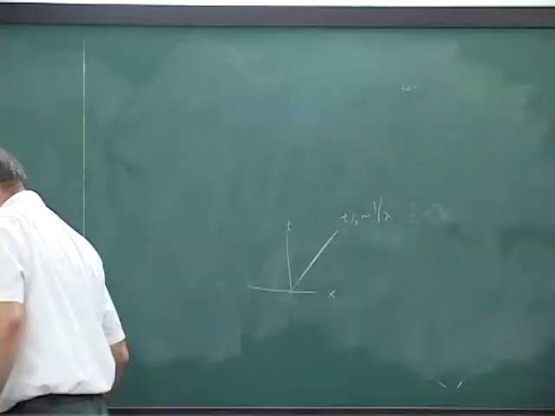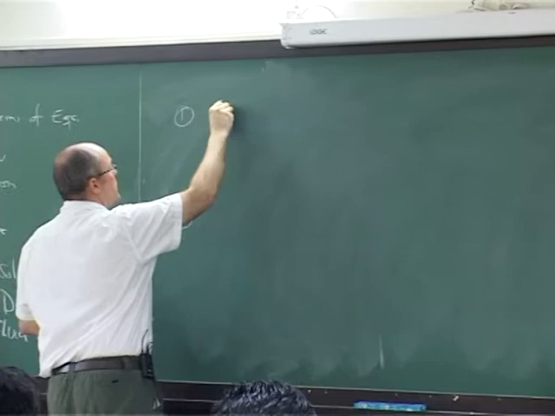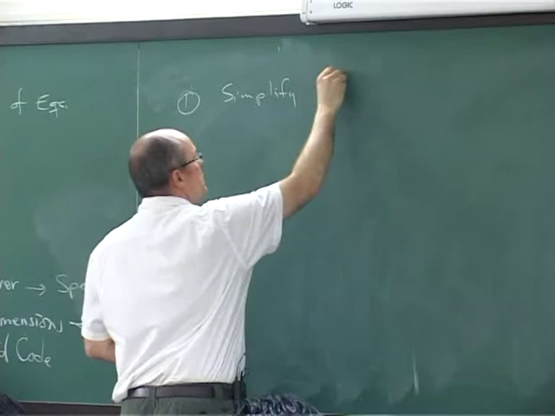Okay. Approximate Riemann solvers. There are different ways to do approximate Riemann solvers. There's basically two ways. One is to make some simplifying assumptions about your Riemann problem. I'll give you a couple of examples.